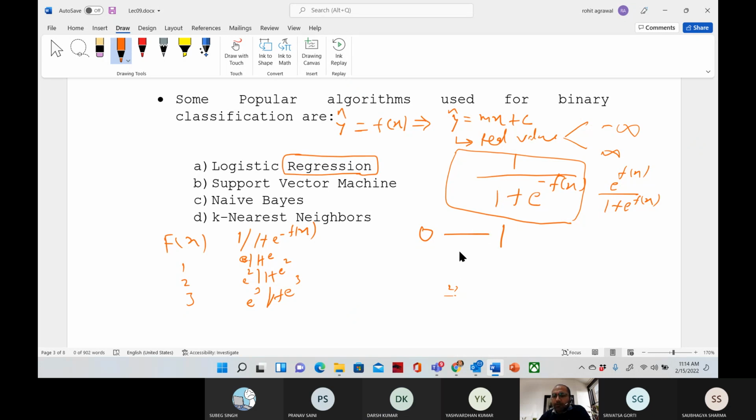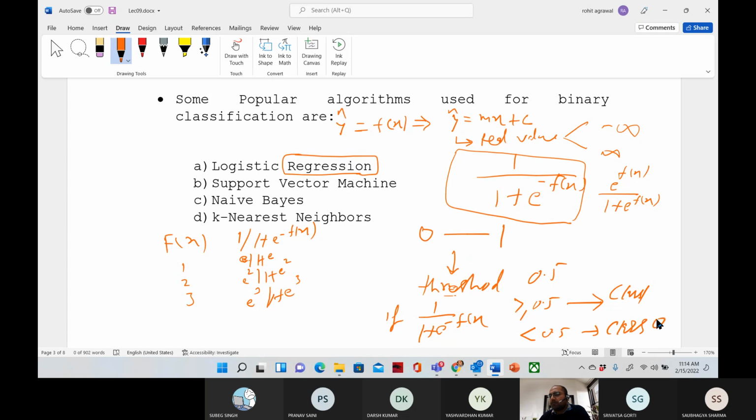Now here we can set some threshold, say 0.5. If 1 upon 1 plus e to the power minus f of x is greater than or equal to 0.5, it is class 1, else class 0. We can do this or not?